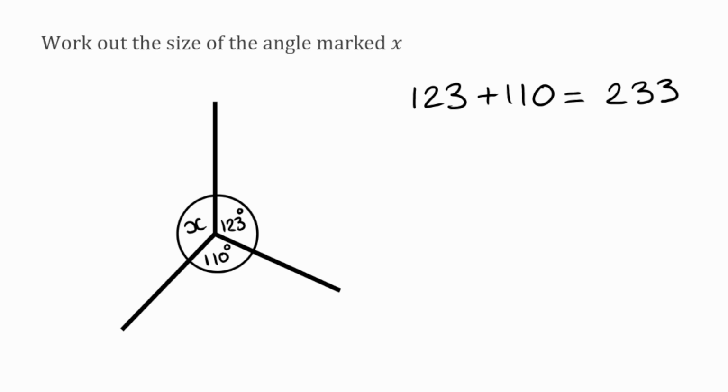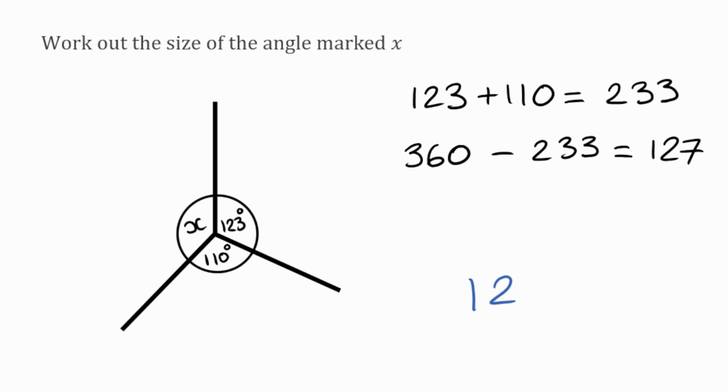So now that I've done that, the only angle left is the angle X that we're looking for. So the way we find that is we take our 360, which is what all these angles added together would equal, and we're going to take away the sum that we've already figured out of 233. So when we take that 233 away, that leaves us with 127. So our angle marked X for this question would be 127 degrees.